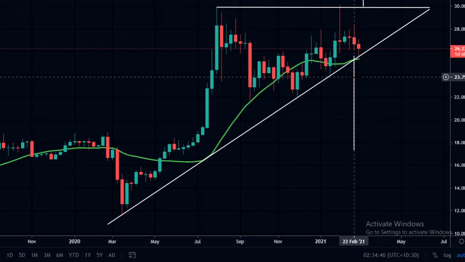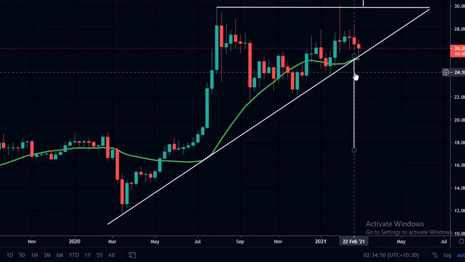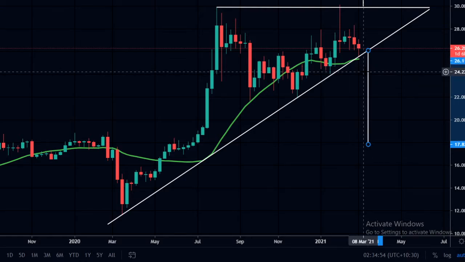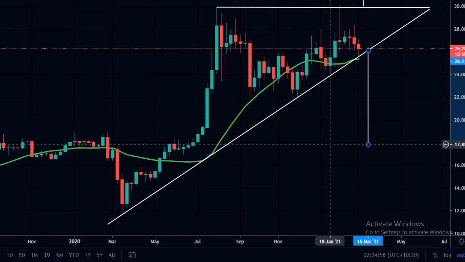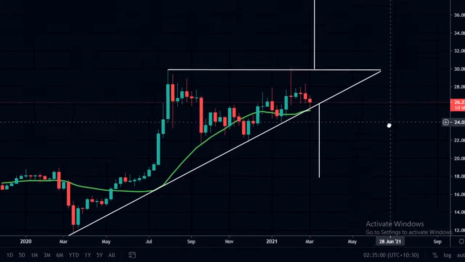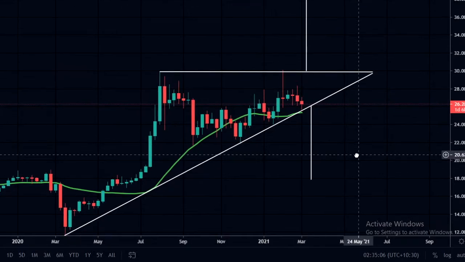If we do break this level, we could see quite a big drop, but I'm not going to call that until we actually see it break. A measured move would be all the way down at $17, and a move to the upside would take silver all the way up to $38. This could take quite a long time to play out.